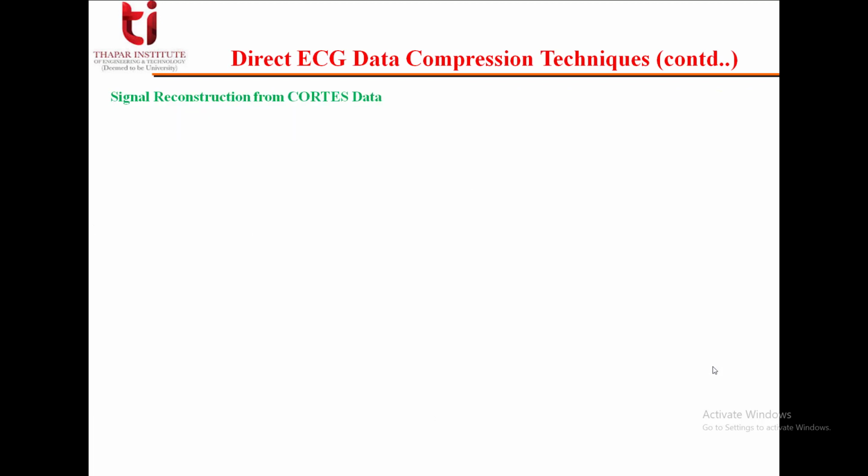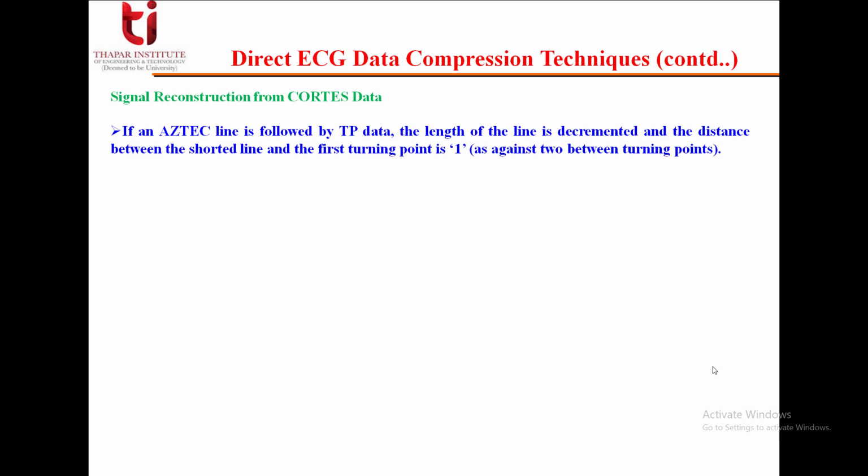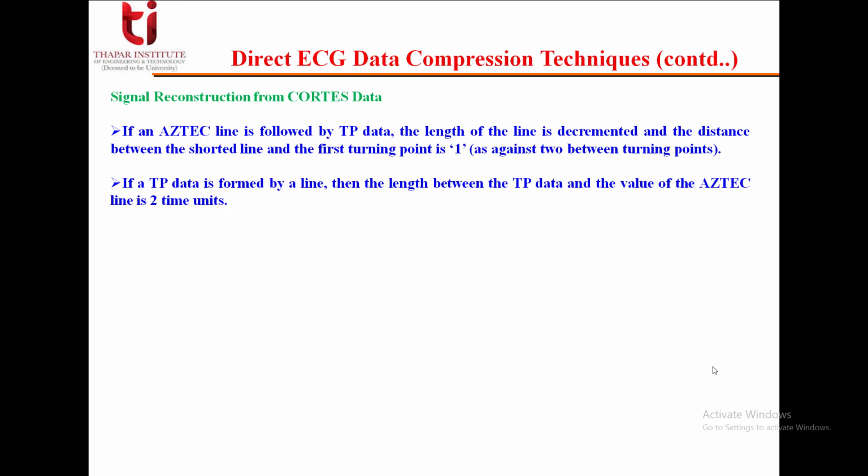Now let's see one example of how we can reconstruct the data after compression using this CORTES algorithm. If an AZTEC line is followed by the TP data, the length of the line is decremented and the distance between the shortened line and the first turning point is 1, as against 2 between turning points. If a TP data is formed by a line, then the length between the TP data and the value of the AZTEC line is 2 time units.